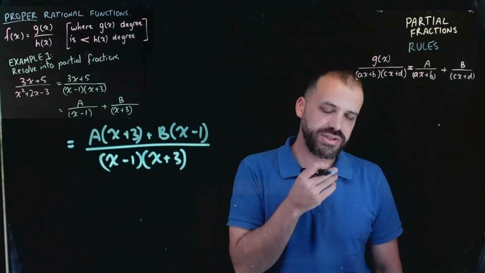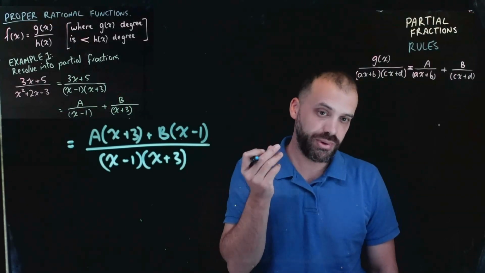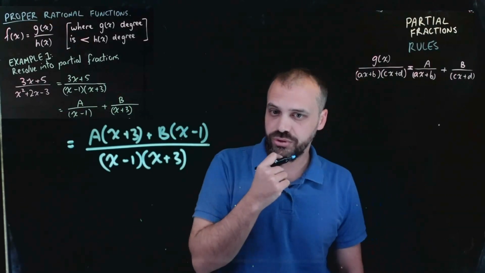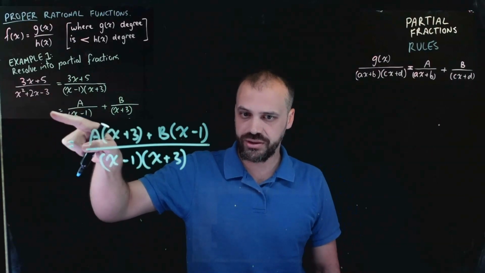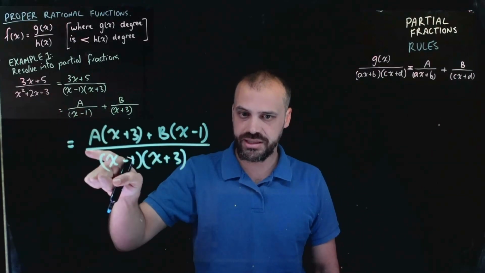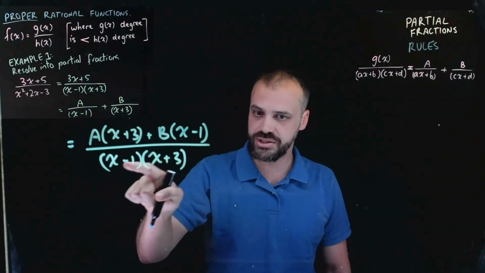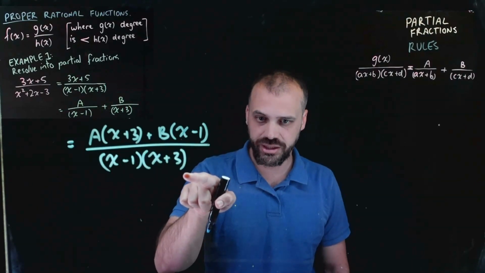Alright, I'm going to take over this example from here, and then I'm going to pass you back to past Joel. So, what have we got now? We've got 3x plus 5 over this here is equal to a over this over the same denominator.